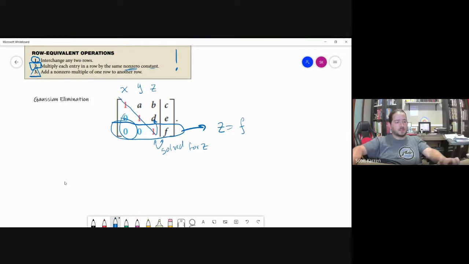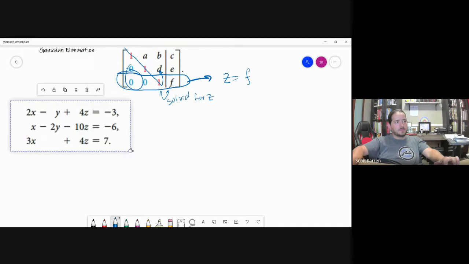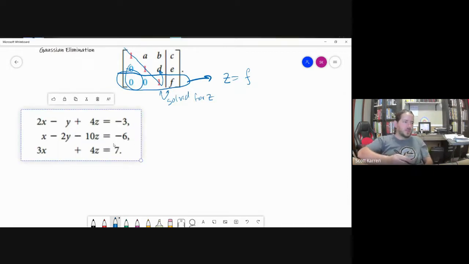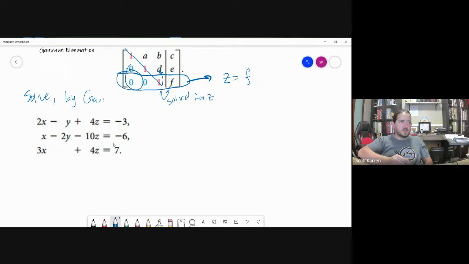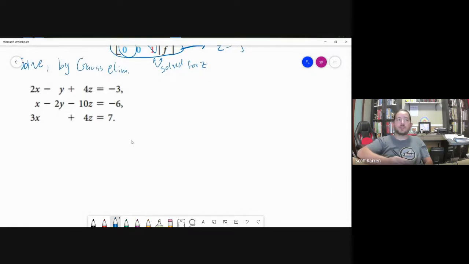Here is a system. Right. So we're asked to solve this. Solve, and specifically solve by Gaussian elimination. So the first thing that I want to do is write this as a matrix.